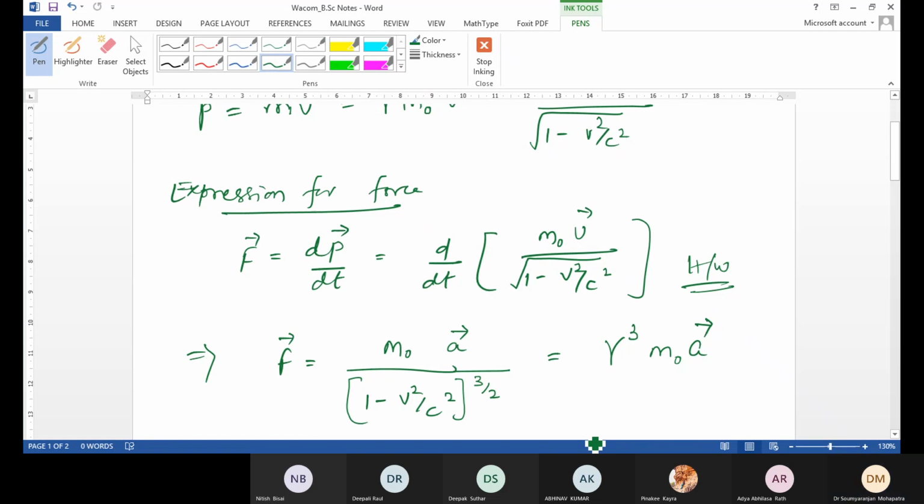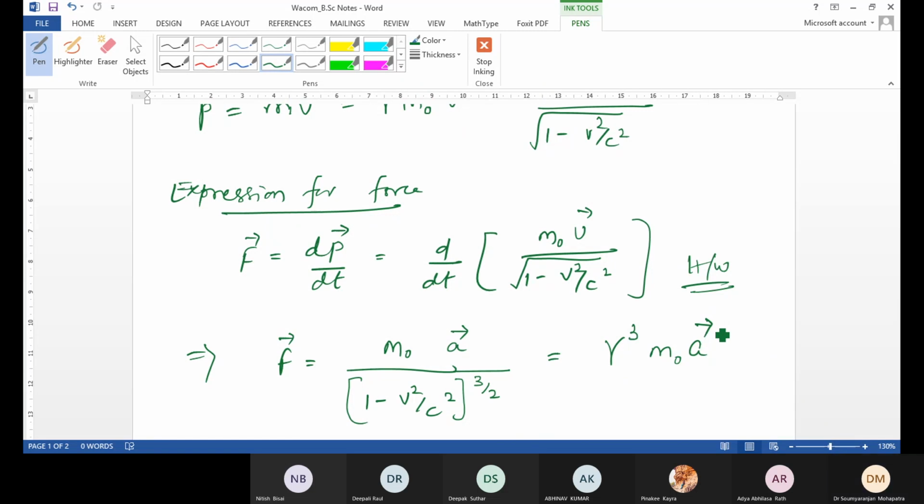And what is a? It is the time rate of change of velocity, the acceleration of the particle. This equation shows that the net force acting on a particle is not only directly proportional to acceleration, it is also dependent on this gamma factor. If you remove this factor, the force is just the non-relativistic force ma. But under relativistic correction, this becomes gamma cube m naught a. Is that clear to all? Yes, sir.